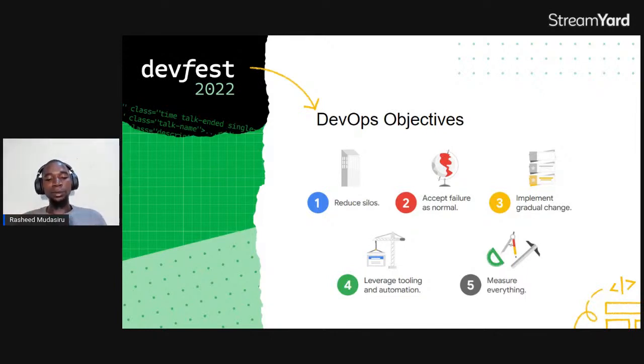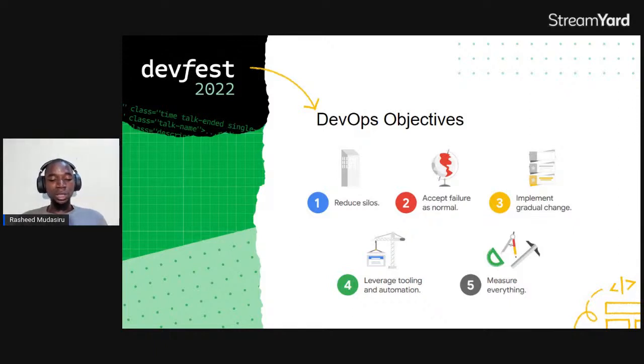Another thing that DevOps tells us is to implement gradual changes. When you're developing any software, giving it to your customer in a gradual process, not giving the whole system out at a time, is one of the key things that DevOps advocates for. When there is an issue, it is really easy to roll back a very gradual change that you make, rather than rolling back the whole system and trying to look for where the bug lives.